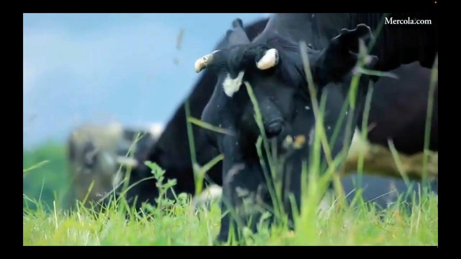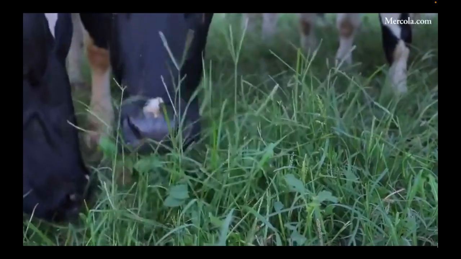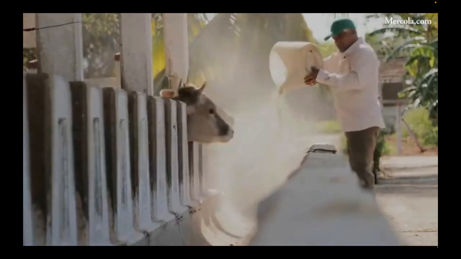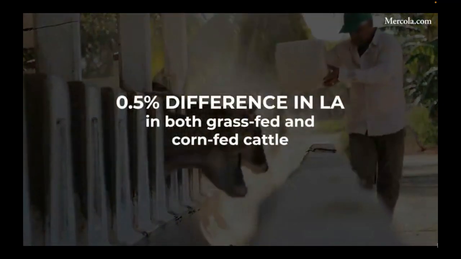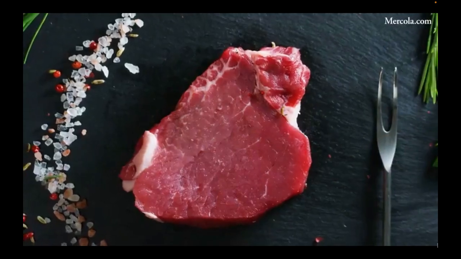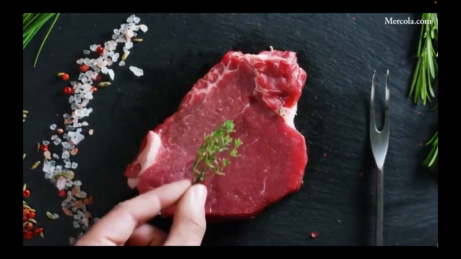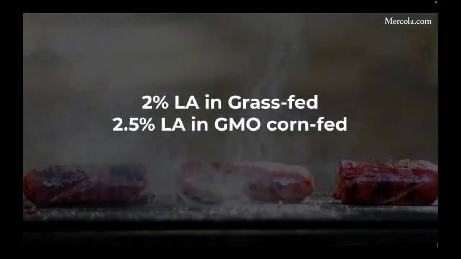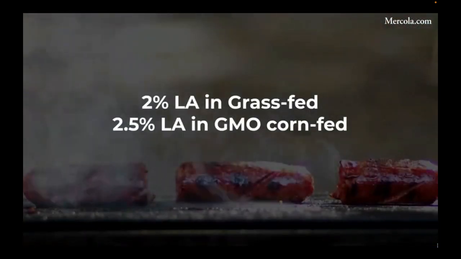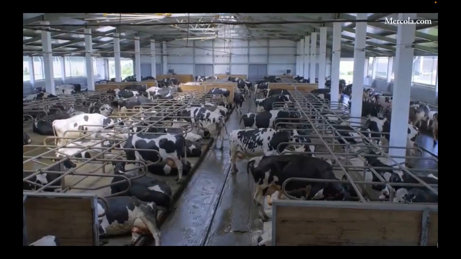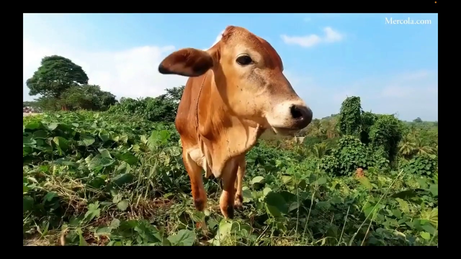Interestingly, the difference in LA in ruminants that are 100% grass-fed, as they were designed to be eating, and those that are fed corn and soy, is only about 0.5%. So if you had a grass-fed organic steak, which is the best way to get it, versus a GMO corn-fed steak, it's maybe 2% in the grass-fed and maybe 2.5% in GMO corn-fed. So it's not a big difference. So from an LA perspective, there's not much difference between CAFO beef and grass-fed only beef.